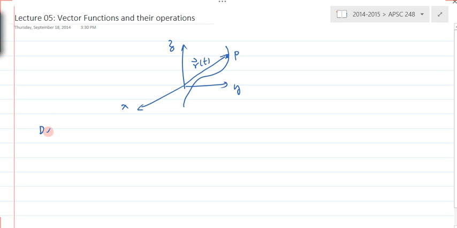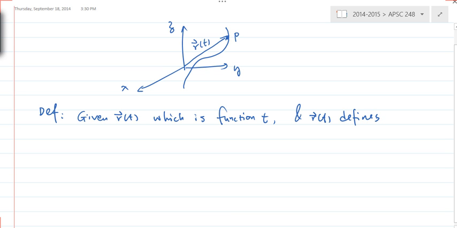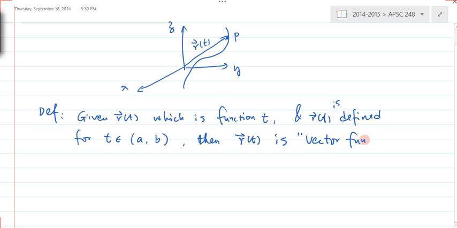The definition is actually pretty simple. If we have this position vector, which is a function of t, and this r of t is defined for t belonging to a certain range, let's say a to b, then this r of t is a so-called vector function.